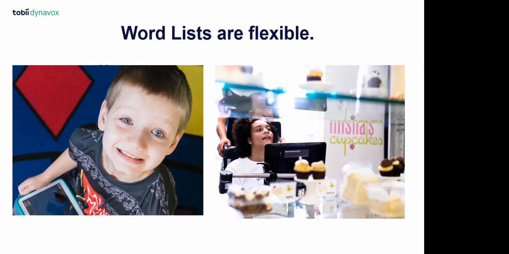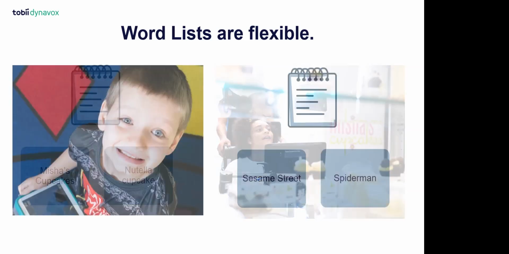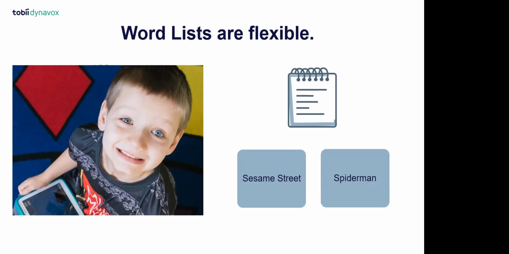So imagine how important this is for both Benjamin and Carly. Using fringe vocabulary, they can both express their unique interests and what motivates them. Carly needs that unique word to be able to ask to go to Misha's Cupcakes and order her favorite Nutella cupcake. And Benjamin can ask for any of his favorite TV shows from Sesame Street to Spider-Man videos. And while word lists provide specificity to communication, the flexibility to access word lists allows communicators to quickly identify immediate communication needs.